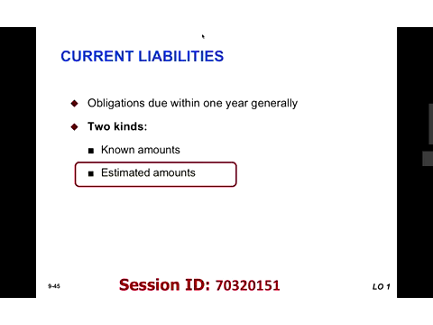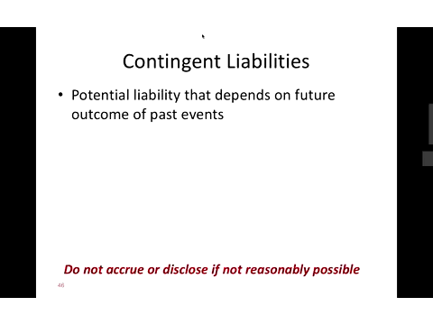So we know all of that. So now we have this other category called estimated amount. These are current liabilities that we'll most likely have to pay within a year, but now we're going to have to estimate the amount. These are called contingent liabilities. The formal definition of a contingent liability is a potential liability that depends on a future outcome of past events. We're going to go through an example.